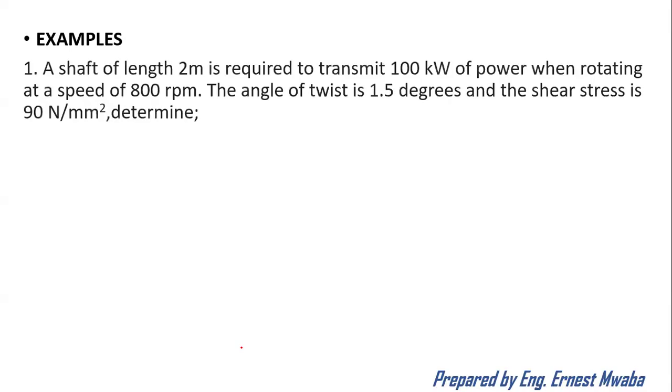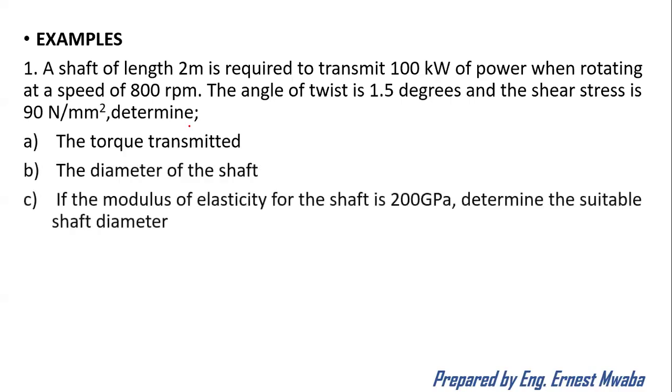Let's look at some examples then. The first example, we have a shaft whose length is 2 meters required to transmit 100 kilowatts of power when running at a speed of 800 RPM, twist angle 1.5 degrees, and the shear stress 90 newtons per square millimeter. Then we need to find the torque and the diameter of the shaft, given that modulus of rigidity G is 200 gigapascals.